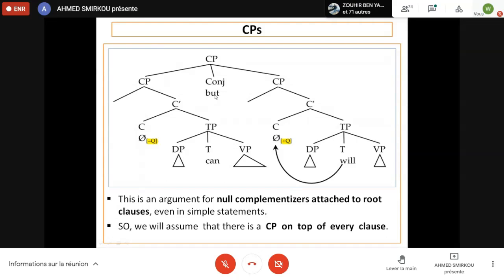You are right that this is problematic, but it's not sorted out in extended X-bar theory. In the future, just think of it, we can solve this problem since the conjunction is the only lexical category. So instead of CP, we may call it conjunction phrase, then conjunction bar, then conjunction zero, then CP is the complement of conjunction zero. Okay?